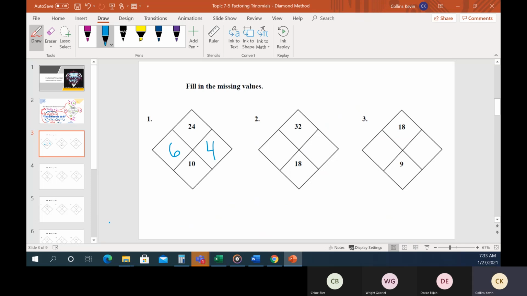Okay. As a rule of thumb, the bigger this number is here, the further apart these two guys are probably going to be. Like here, they're pretty close, 6 and 4, because 10 is quite a bit smaller than 24, right? Well, here 18 and 32, they're closer. So I'm expecting numbers that are further apart than we had in the first one. So, and like I said, you'll get the vibe for this as we keep practicing these. Okay.